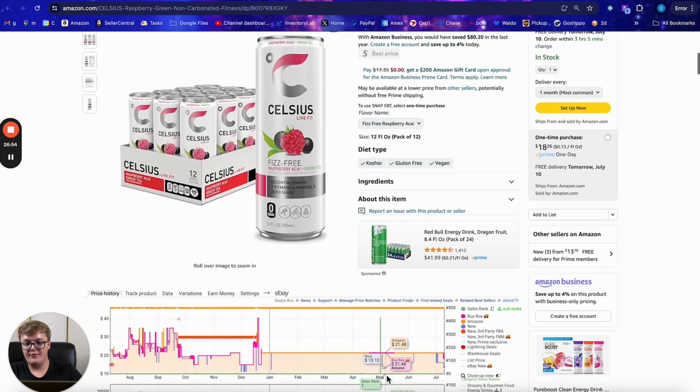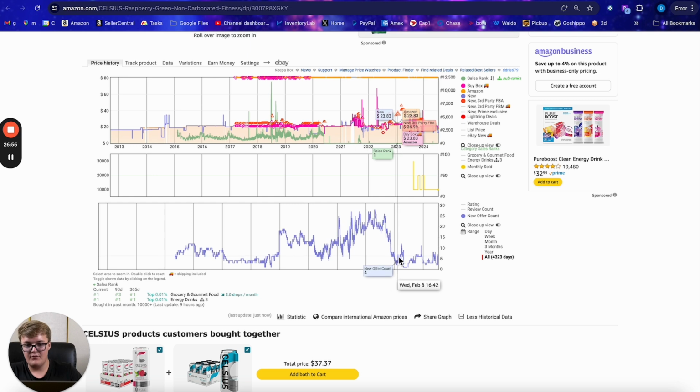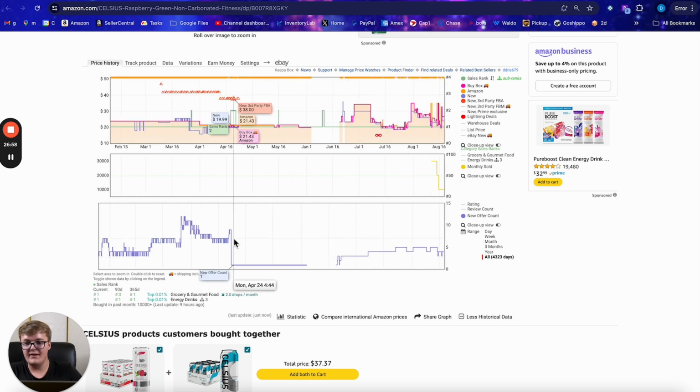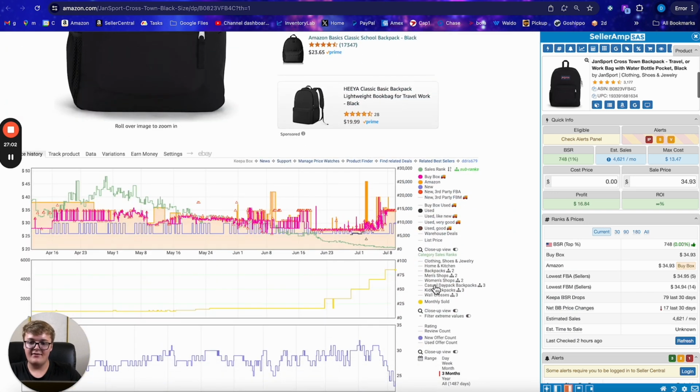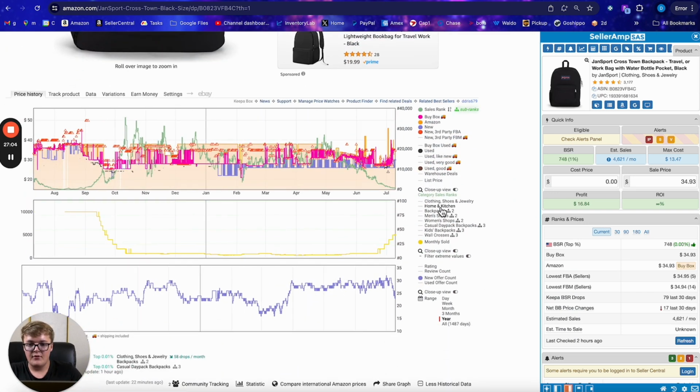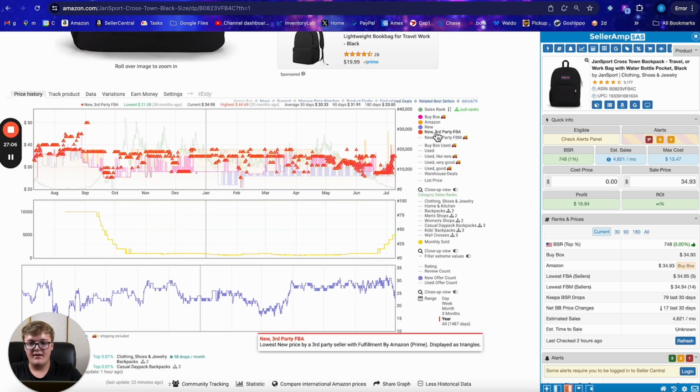So just look out for that on listings. I'll show you guys one more time. This drop right here, avoid it at all costs. So next, I'm going to show you guys a seasonal item right here. So what does it look like when an item is seasonal?